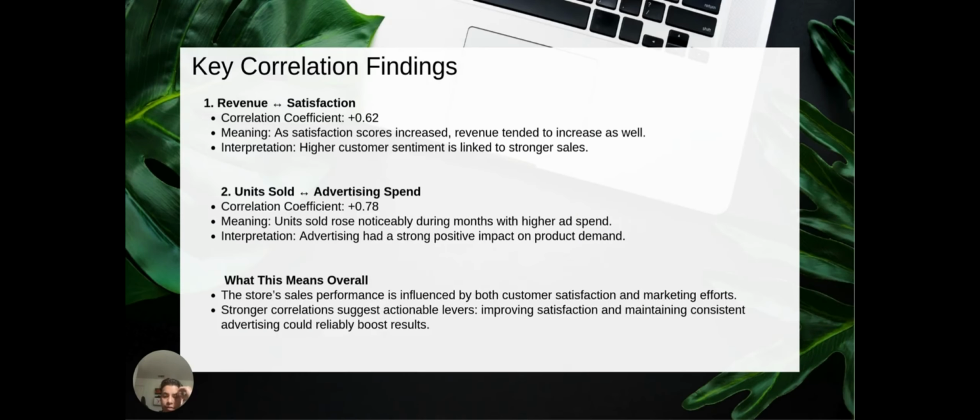The key correlation finding, the biggest takeaway from all this, was that the scores are strongly associated with higher monthly revenues. This suggests that improving customer experiences directly boosts sales. We also saw a predictable rise in jacket sales during colder months, confirming that climate and seasonality play different roles. And now I'd like to hand it off to Azan for our forecasting models.